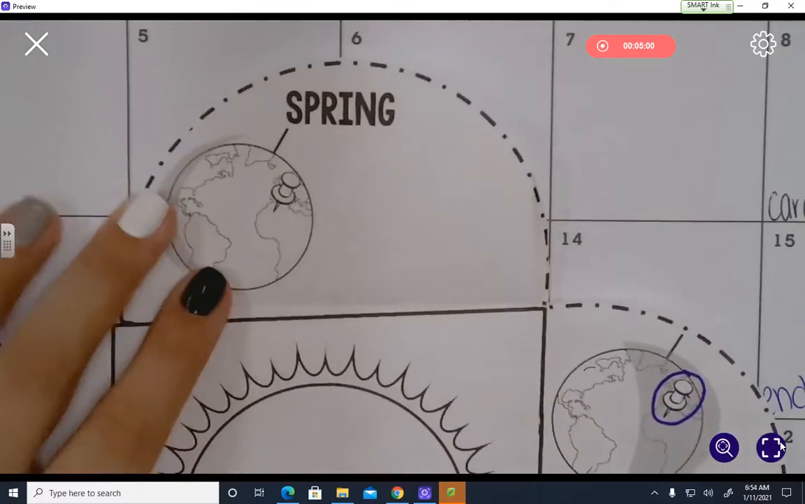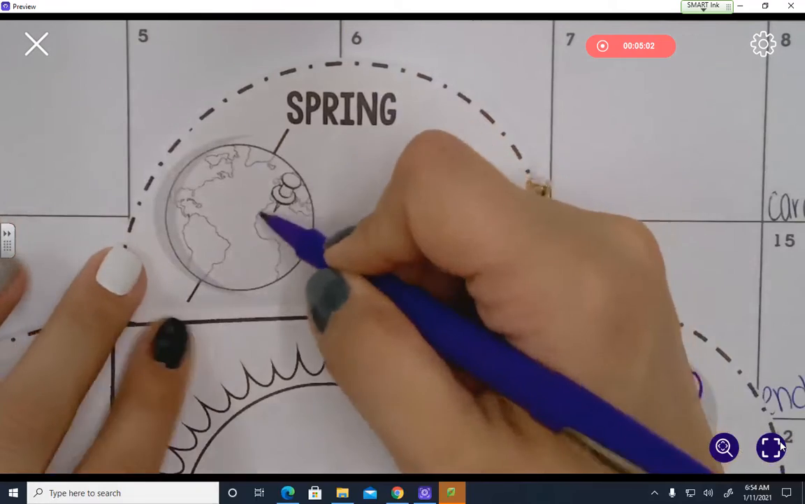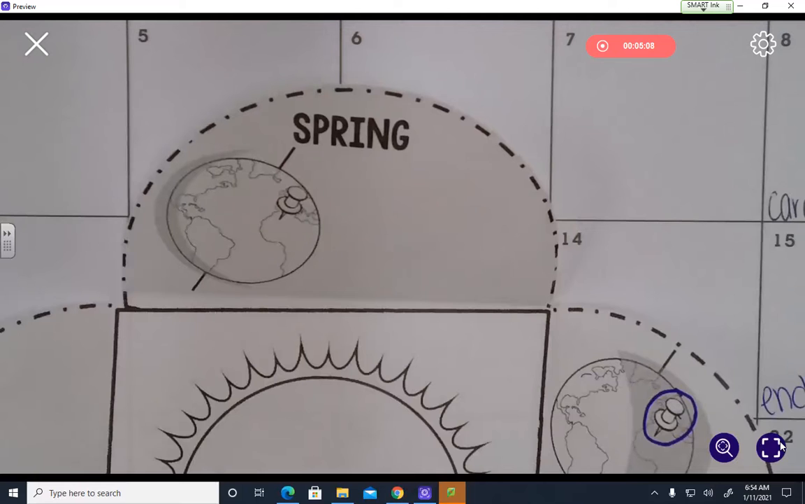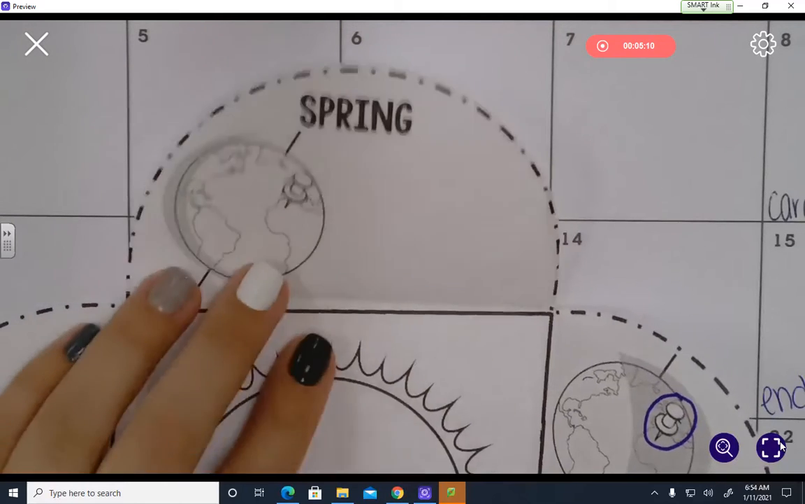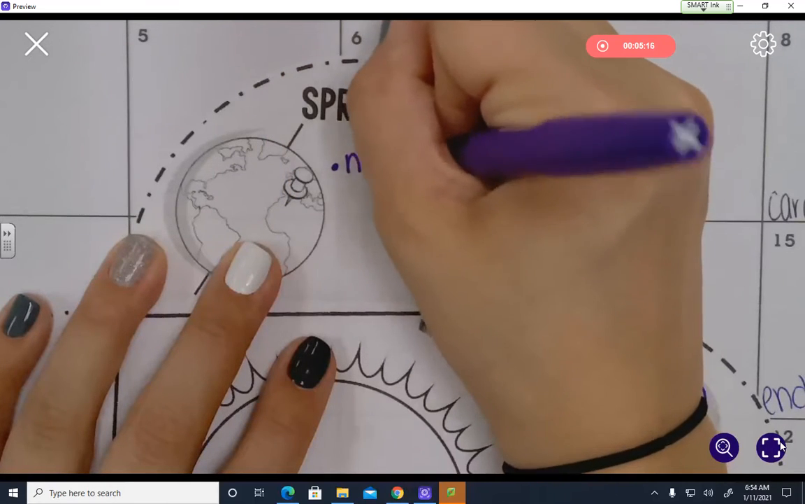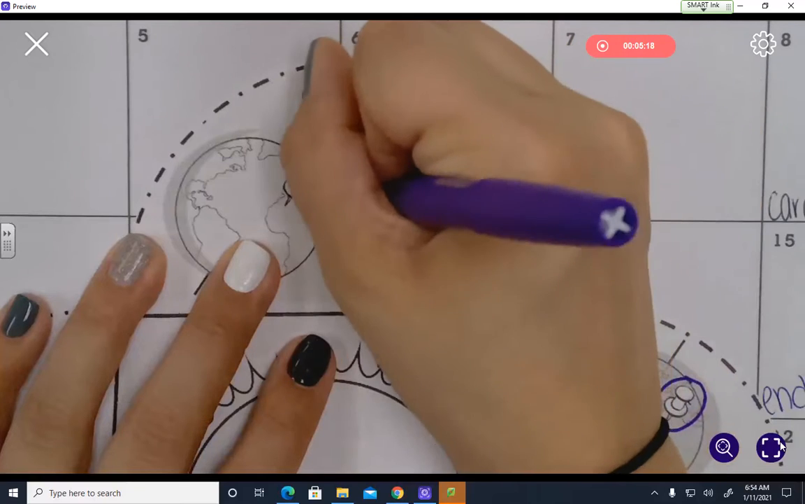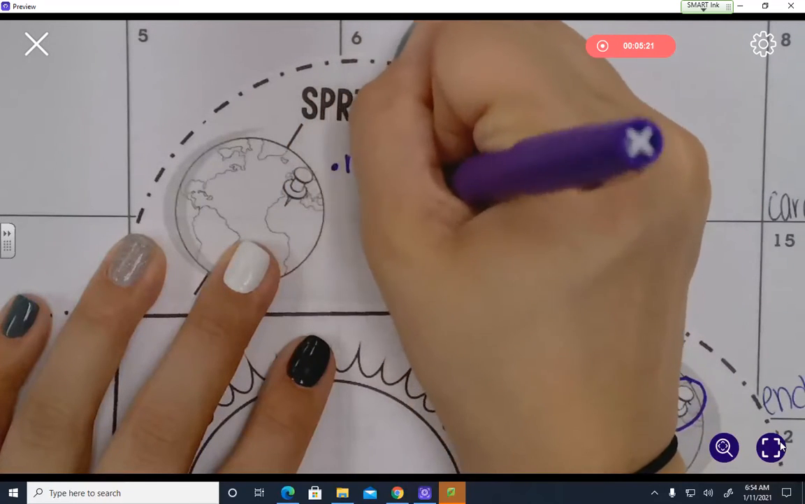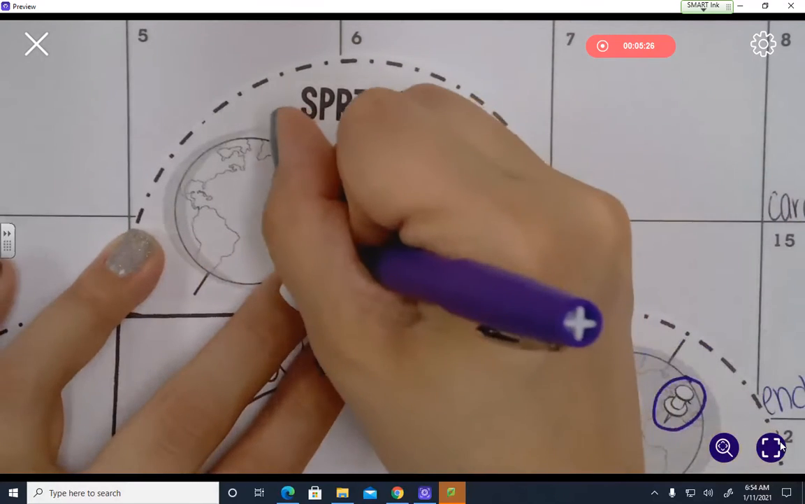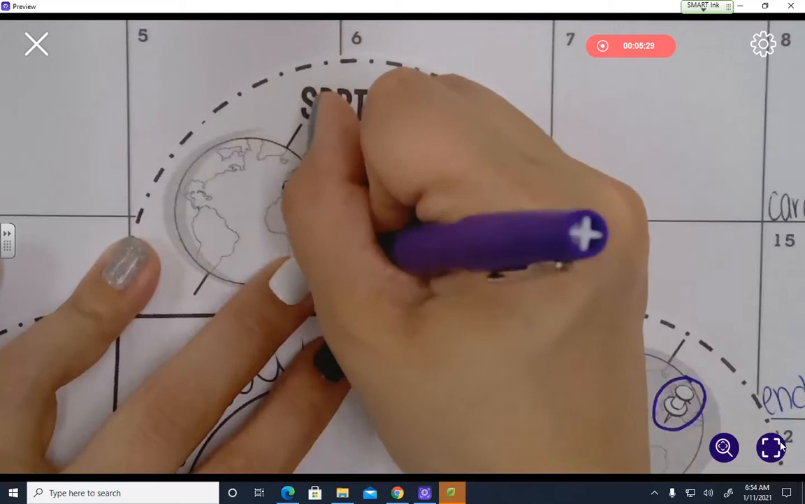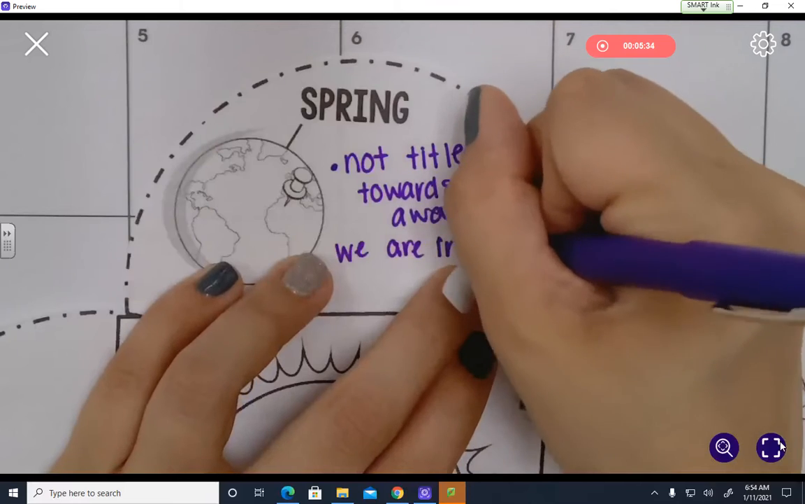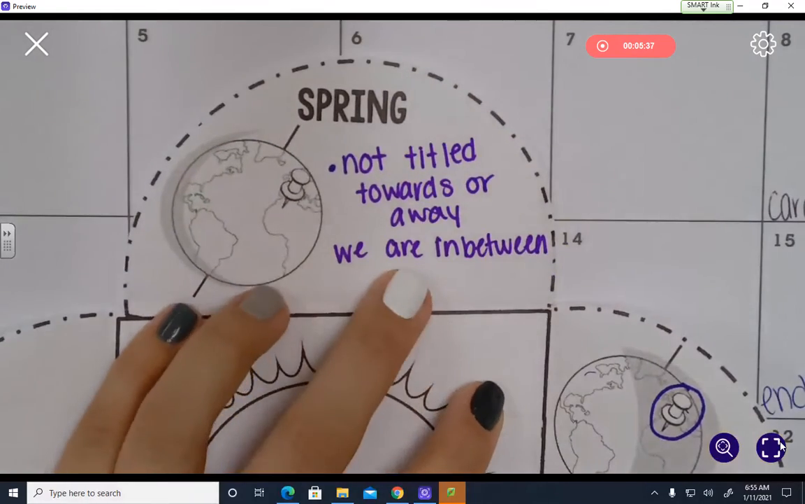Let's talk about the springtime. So again, we're looking at the push pin. During the springtime, we're actually not tilted towards the sun or away from the sun. We're kind of in between. Not tilted towards or away. We're in between.